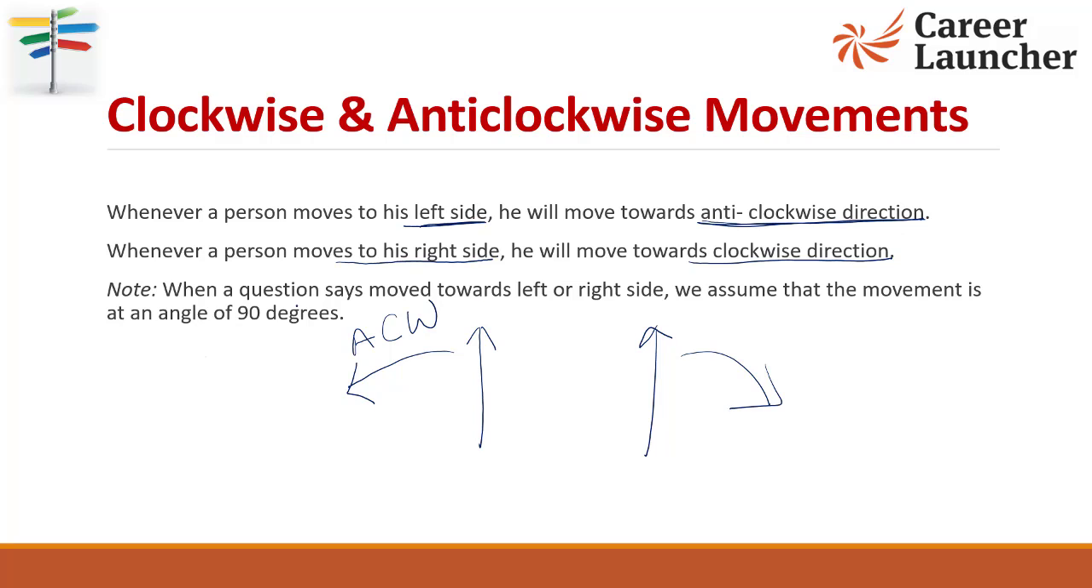Also, there's an important note here. When a question says that someone has taken a left turn or a right turn or moved towards the left or the right side, we assume the movement is happening at an angle of 90 degrees. If someone is walking north and we say he takes a right turn, the right turn would be a sharp 90-degree turn, like this angle has to be 90 degrees. So the turns are taken at an angle of 90 degrees. Keep that in mind.